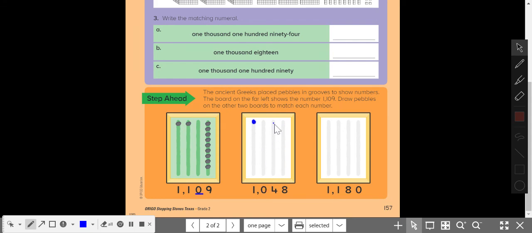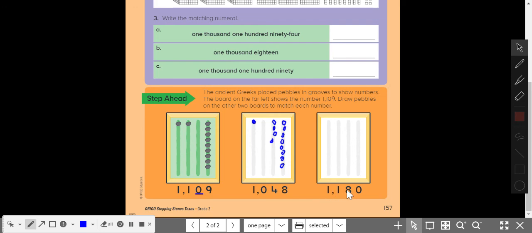I have 4 in the tens place. And then 8 in the ones place. I'm trying to line these up as closely as I can because that way I don't run out of room and that way I can count them easily. There we go. 1, 2, 3, 4, 5, 6, 7, 8.